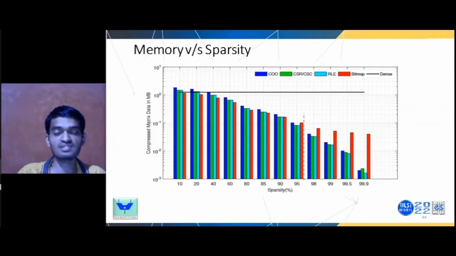And CSR and CSC are similar because the matrix that was considered in this particular case was a square matrix, where the number of rows is equal to the number of columns. COO is comparable to that of CSR. However, it's slightly higher than CSR or CSC. But the COO format only drops beyond 99.9% sparsity.